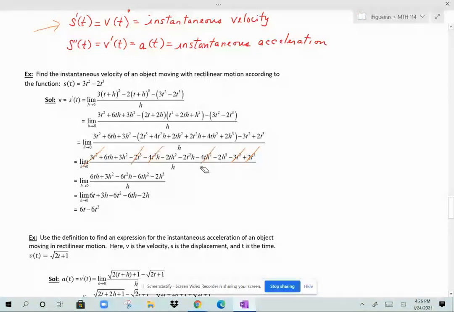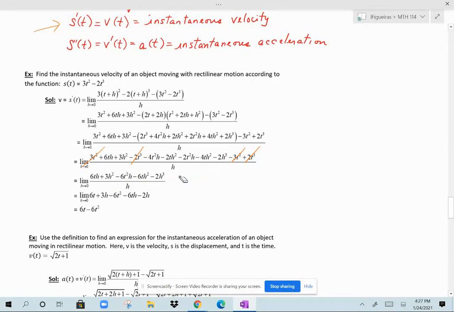No, wrong place. I combined like terms here. So the 4t squared h gets combined with the minus t squared h. So that's where this negative 6t squared h comes from. And the negative 2th squared combines with the negative 4th squared, again, to get the minus 6th squared. So there is a slight difference between them. And then the minus 2h squared.